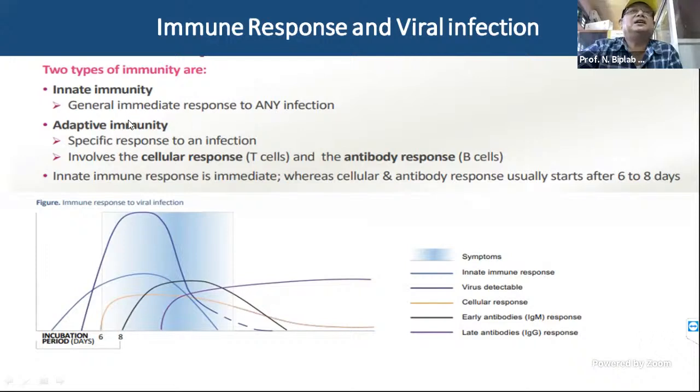Any infection, and also adaptive immunity. There is a specific response to an infection, which involves the T cells and the B cells. The innate immune response is immediate, whereas the cellular or antibody response usually starts from 6 to 8 days.